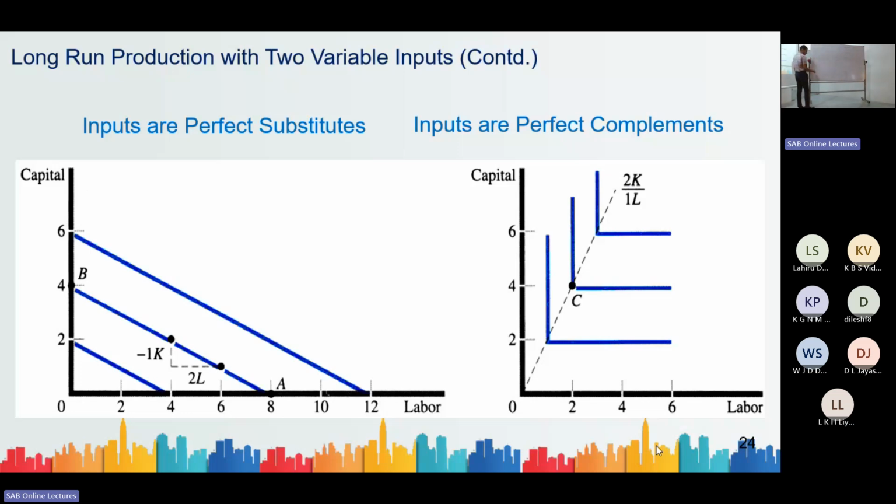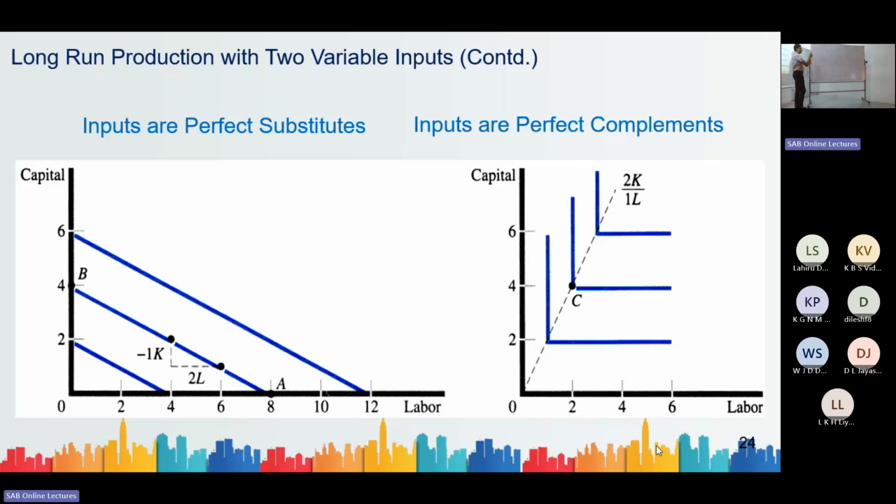Vertical difference divided by horizontal difference. The vertical difference is minus 1. The horizontal difference is 0.5. Minus 1 divided by 0.5 is minus 2. This is the slope, and the marginal rate of technical substitution is 2.